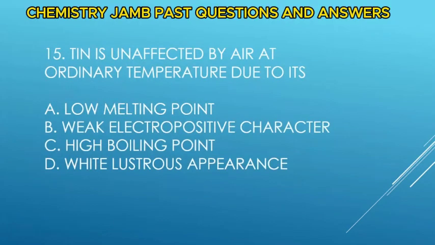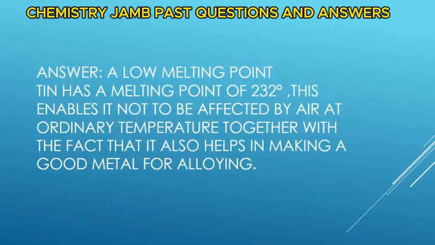Question number 15. Tin is unaffected by air at ordinary temperature due to its A. Low melting point, B. Weak electropositive character, C. High boiling point, D. Wide lustrous appearance. The answer is A, which is low melting point. So tin has a melting point of 232 degrees. This enables it not to be affected by air at ordinary temperature, together with the fact that it also helps in making a good metal for alloying.